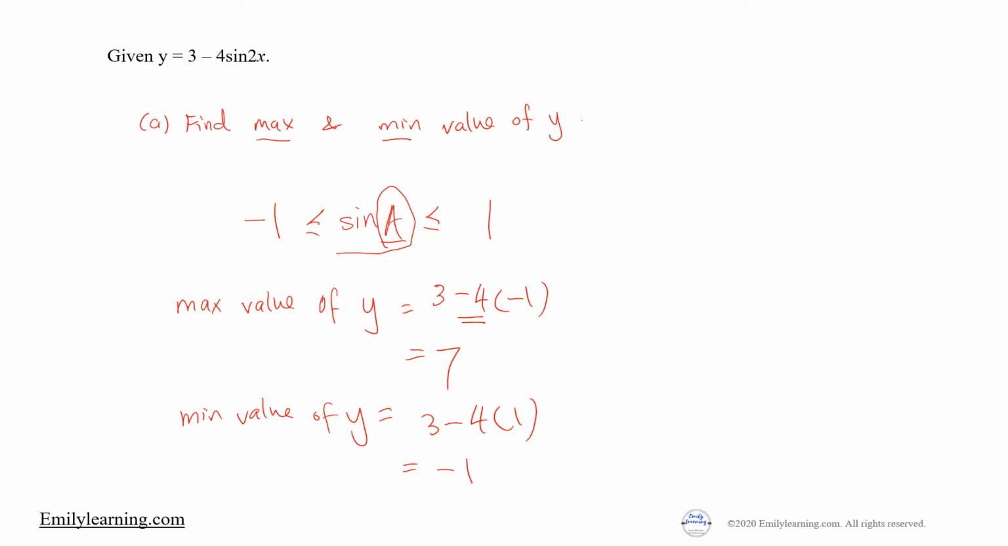So once we have done part A, let's go on to part B. In part B, you are asked to sketch the curve of y. So you're asked to sketch y equals 3 minus 4 sine 2x for x between 0 and 360 degrees. Now let's first find the period of the graph.